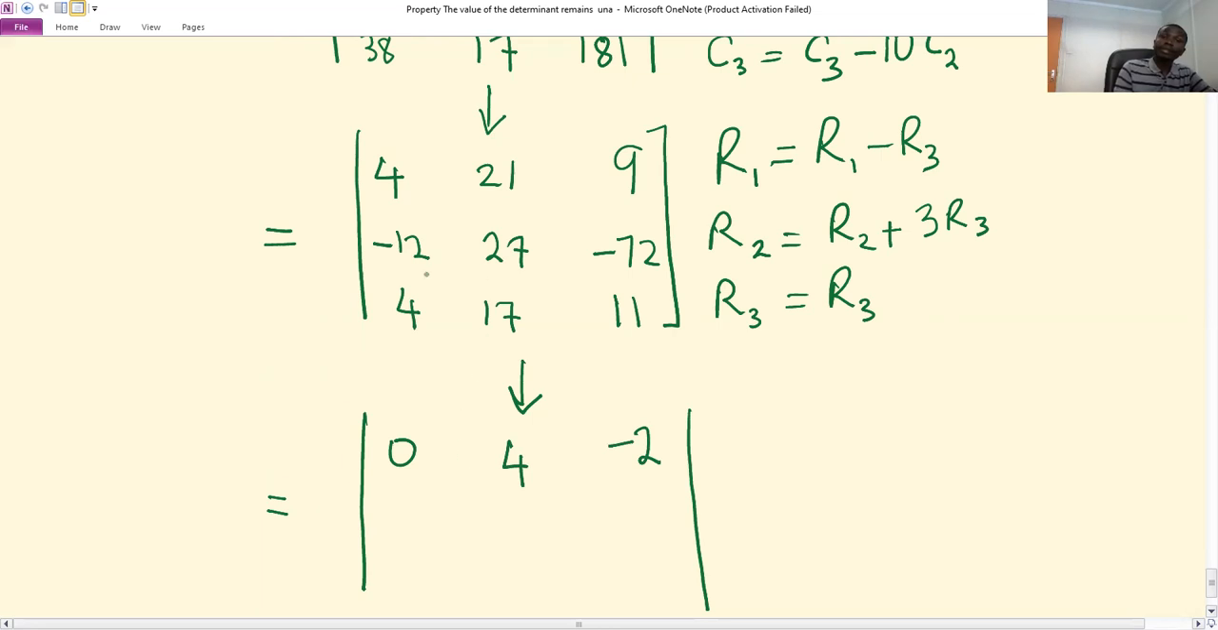And then this will be minus 12 plus 3 times 0. And then 27 plus 3 times 17 will give me 78. And then minus 72 plus 33 will give me minus 39. And then this will be 4, and then 17, and then 11.